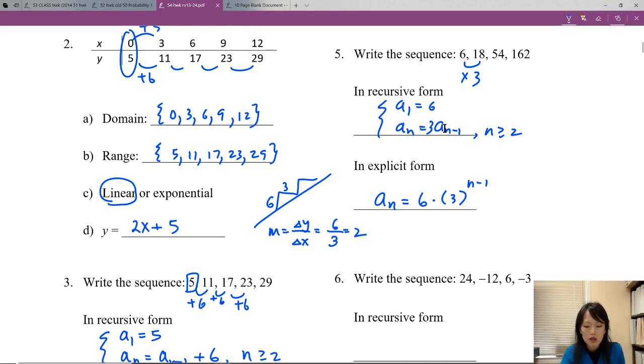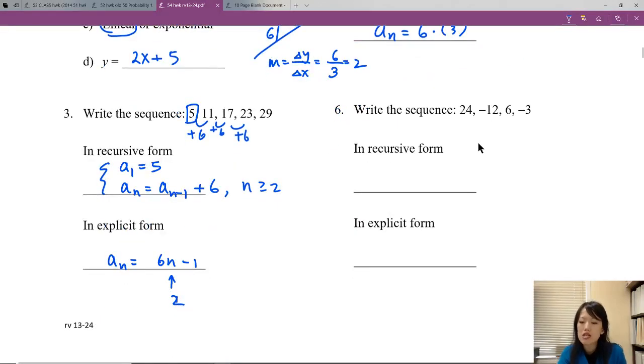Pretty easy. Next one, number 6. Write the sequence in explicit form. So what's happening with this one? What is our r or our d? Jenna, what's the common ratio or common difference?